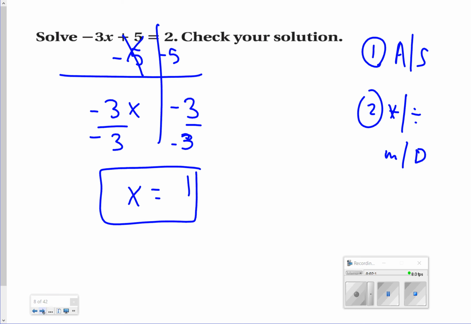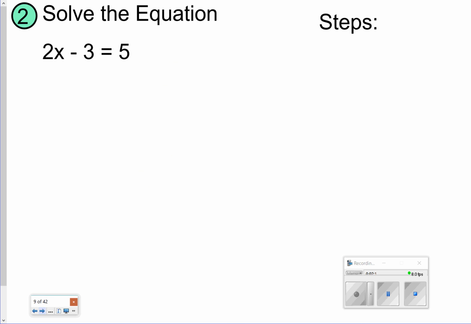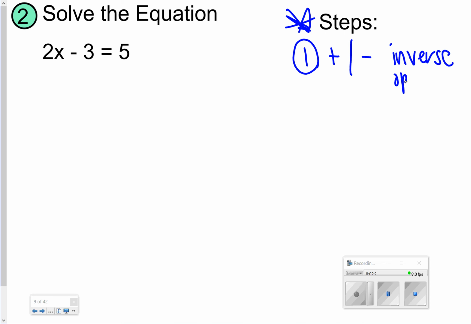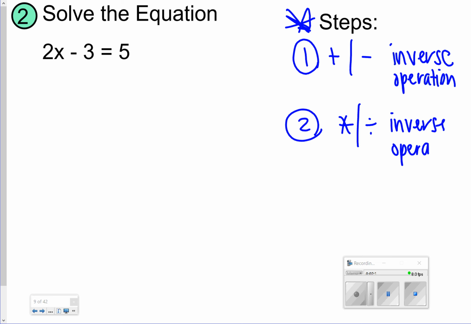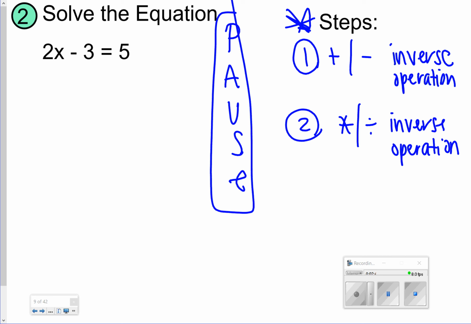Okay? So what we're going to try here is I'm going to get you to try this one on your own. You might want to write these steps down in your notes. So step 1, you always want to start with undoing addition or subtraction, inverse operation. And then step 2, multiplication or division inverse operation. Okay, so that's your simple two-step equation. Let's go ahead and take time now to just pause the video here so you can try it on your own, and once you're done, click play so you can check your work.